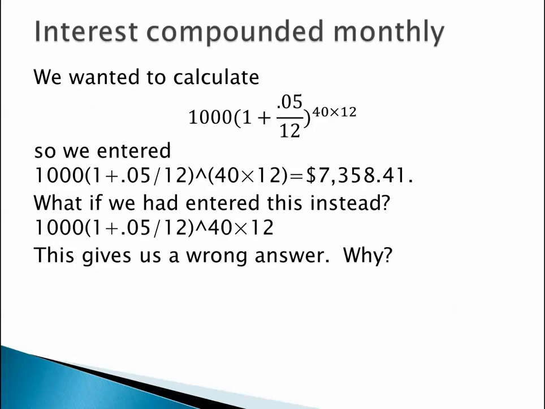What if we had entered this instead? Notice, it looks the same, except the 40 times 12 is not in parentheses. This gives us a wrong answer. Why? Now, it's the order of operations.